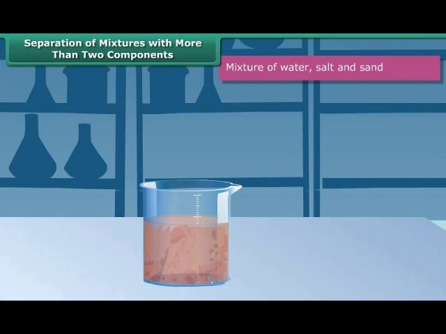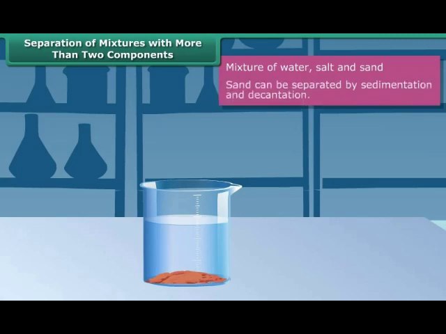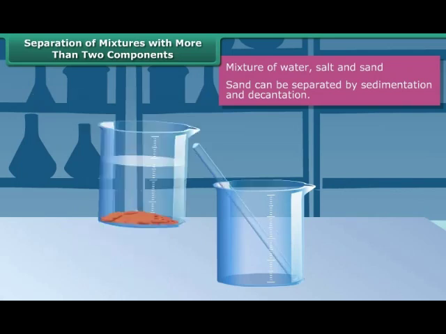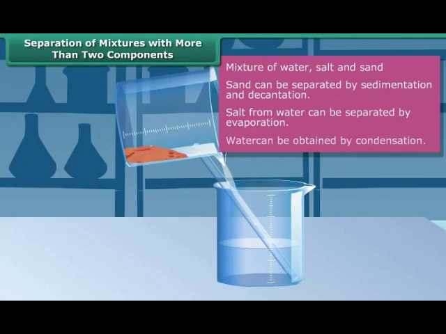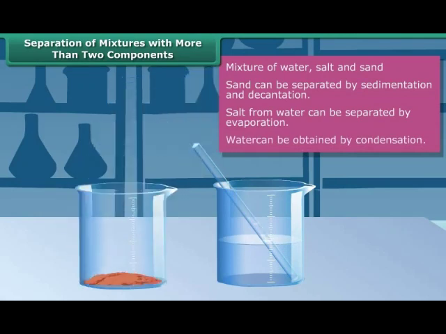You will leave the mixture undisturbed for a while to separate sand. Sand, which is heavy and insoluble in water, settles down at the bottom of the container. The mixture is then separated by decantation to get sand. Now, salt, being soluble, is completely dissolved in water. It is separated through evaporation and condensation. Let us look at what we mean by these two terms.